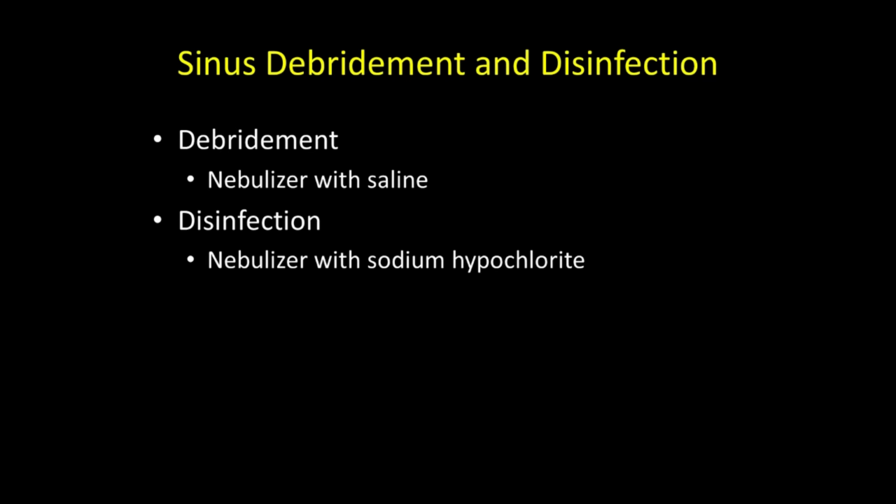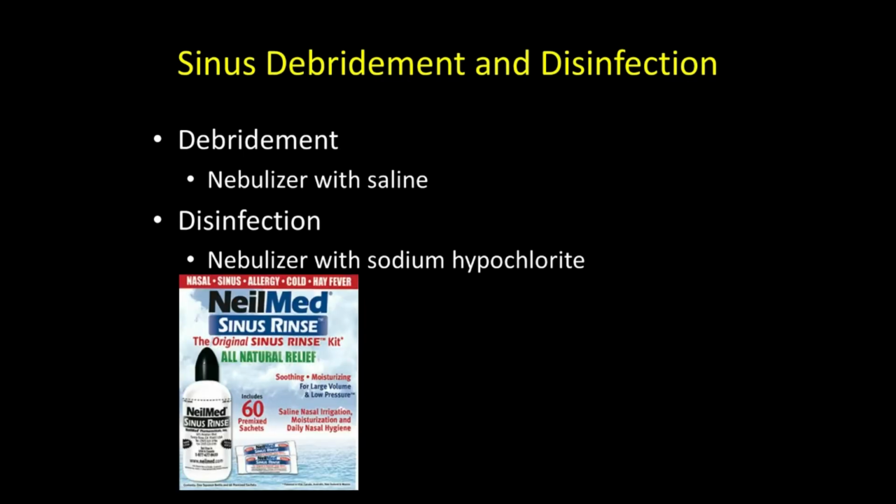Sinus debridement and disinfection. Debridement of the sinus can be done by using a nebulizer, which can be used to irrigate the sinus with a saline solution. Or if you happen to have a nasal infection or sinus infection, you can certainly use the sodium hypochlorite solution, 1/4 of a teaspoon to a pint of water in your nebulizer on that.